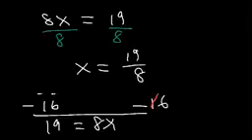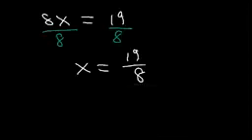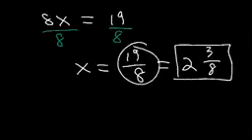If you want to convert it to a mixed fraction, you need to realize that 8 goes into 19 two times. 8 times 2 is 16, and 19 minus 16 is 3, so it's 2 and 3/8 as a mixed number.